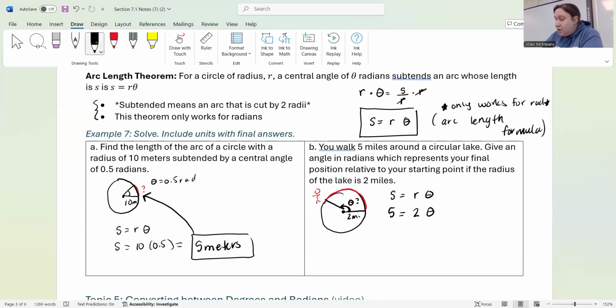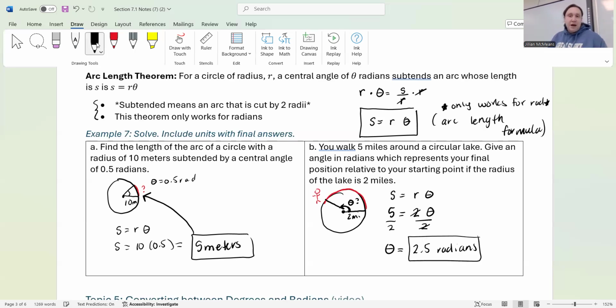So to get theta alone, I would need to divide both sides by 2. 2 divided by 2 is 1. 1 times theta is just theta. So theta is 5/2 radians, or 2.5 radians. So the angle that created that 5-mile arc that we just walked is 2.5 radians.